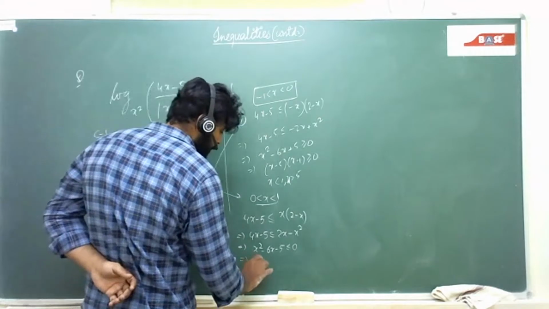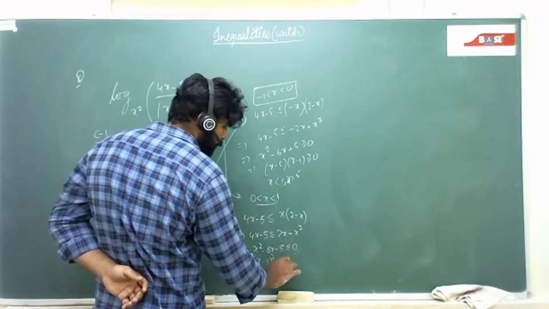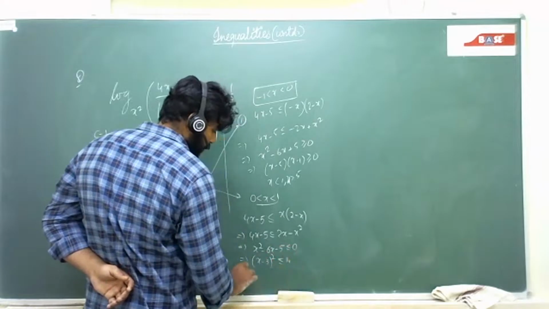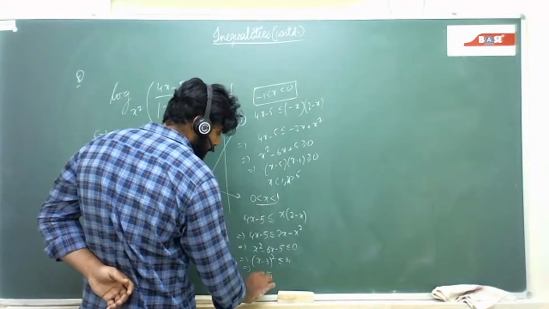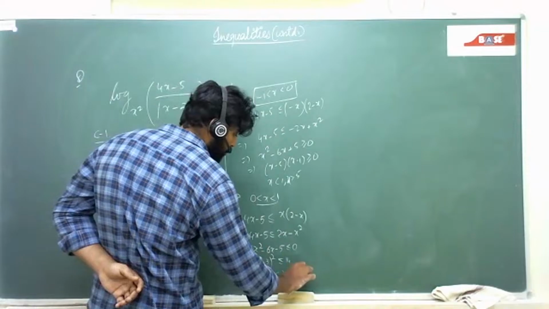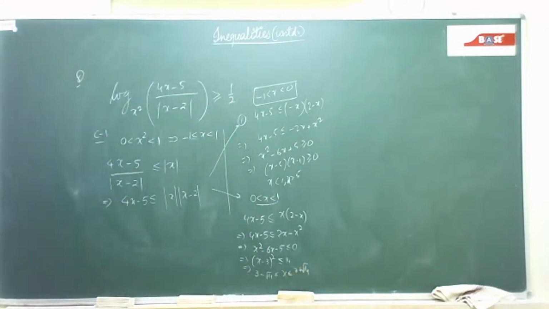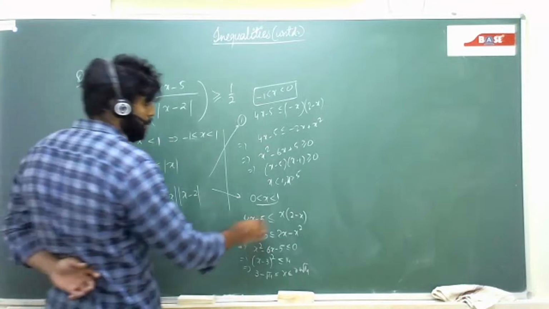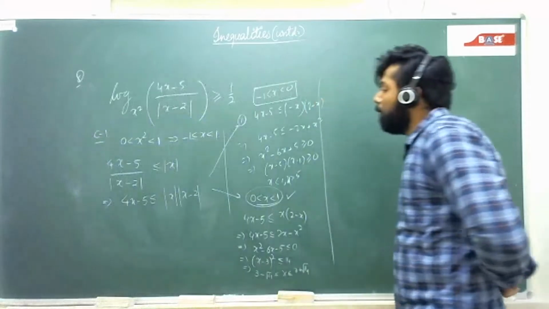So if we write it like this, it will be (x minus 3) whole square plus 9 minus 10, so it is less than or equal to 14. So root 14, 3 minus root 14 to 3 plus root 14. Root 14 is less than 4 but more than 3. But it says between 0 and 1. So ultimately we are getting this case valid. Okay. So that's what we have.